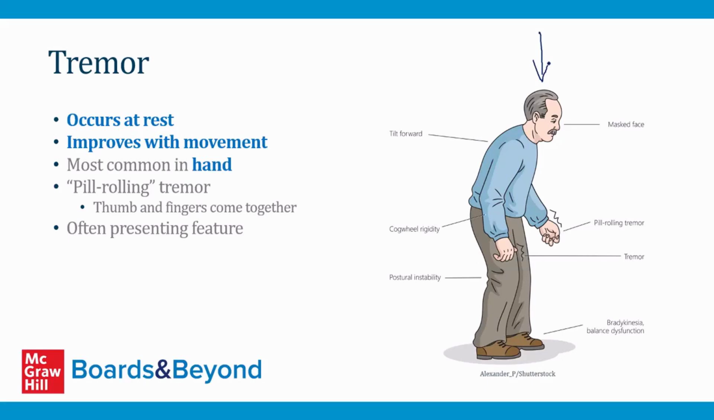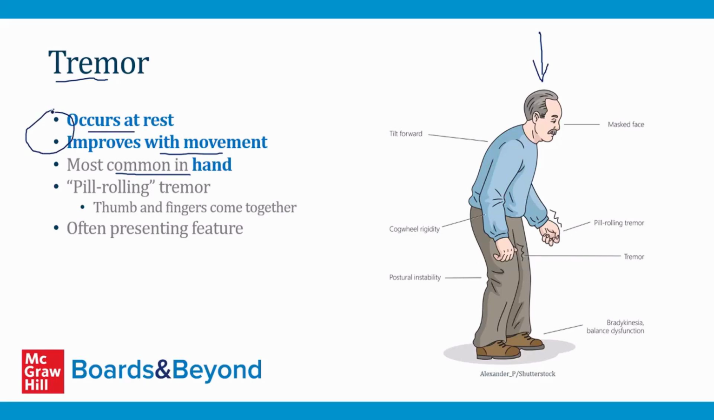First of all, notice that this picture is of an older man. Parkinson's disease usually occurs in patients over 60, although not always. And one of the most common features that you will see is a tremor, which means a shaking of the hand. Tremor in Parkinson's disease usually involves the hand, and the hand will tremble or have a tremor at rest that improves with movement. These are classic features of the Parkinsonian tremor.